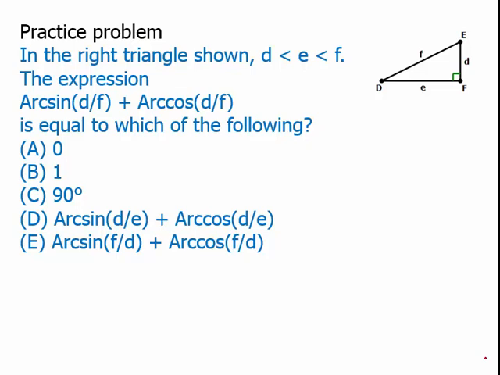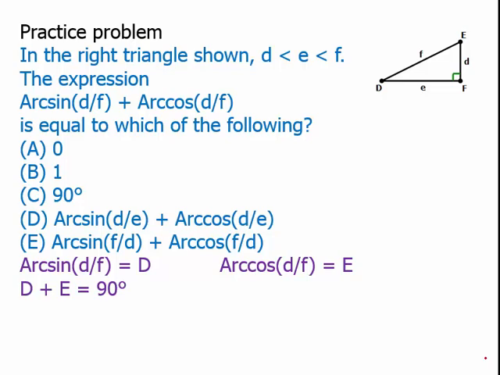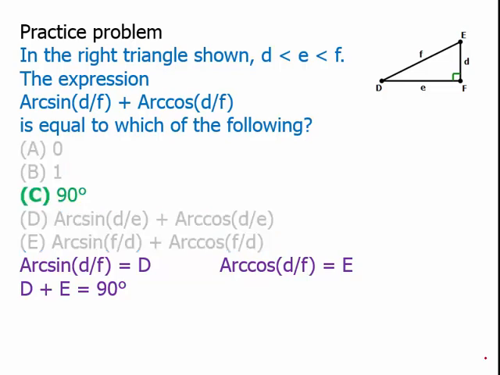Okay, so let's think about this carefully. The arc sine of D over F is just angle D, because the sine of angle D is D over F. So the arc sine of D over F is just D. The arc cosine of D over F, well, what angle has a cosine of D over F? Well, the angle E. So the arc cosine of D over F is just E. So that expression, arc sine of D over F plus arc cosine of D over F, is just angle D plus angle E. And those two angles have to add up to 90 degrees. So C is the answer.